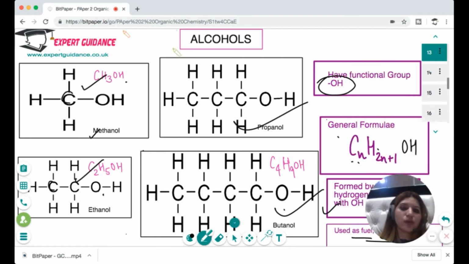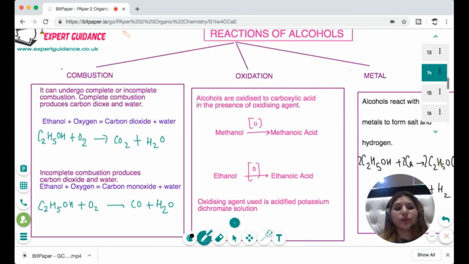Okay, so I hope what alcohols are is clear to you and you're able to draw the displayed formula and the general formula of different alcohols. Now, the reactions of alcohol. First is combustion. As we have done with alkenes, all hydrocarbons undergo a combustion reaction. In a complete combustion, ethanol or any alcohol with oxygen gives carbon dioxide and water. And in incomplete combustion, any alcohol with oxygen gives carbon monoxide and water.